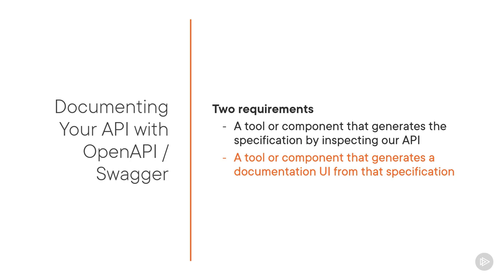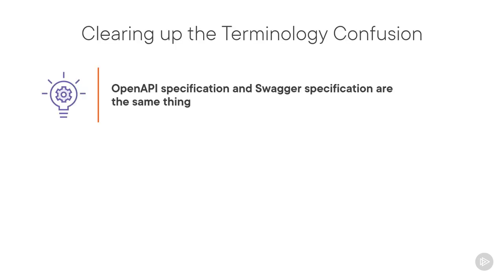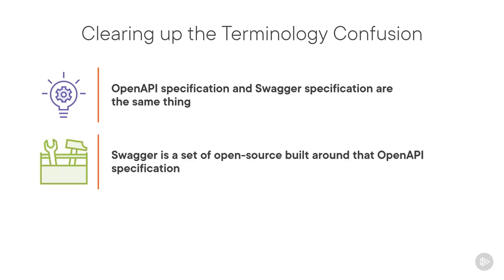We'll get to how we can meet these requirements immediately, but first let's clear up some potential terminology confusion. Because over the years, terms like Swagger, OpenAPI, and Swagger UI have not always been used correctly. An OpenAPI specification is often referred to as a Swagger specification as well. Both terms are interchangeable, but OpenAPI is the preferred term.